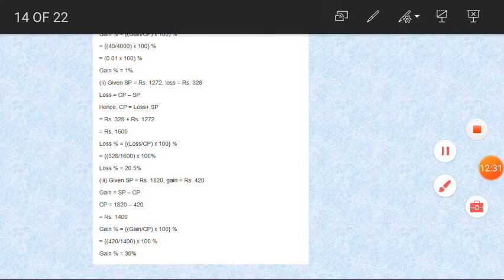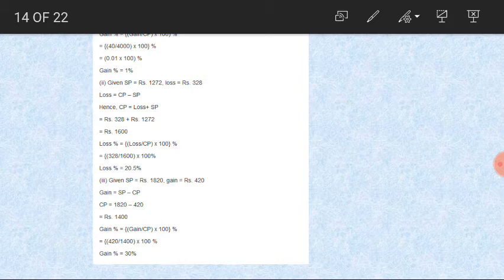Given SP is equal to rupees 1820, gain is equal to rupees 420. Gain is SP minus CP. Cost price equal to 1820 minus 420, rupees 1400. So gain percentage, gain by CP into 100%. 420 divided by 1400 into 100%. Cancel the zeros. 420 divided by 14, we get a value of 30%. Gain percentage is 30.